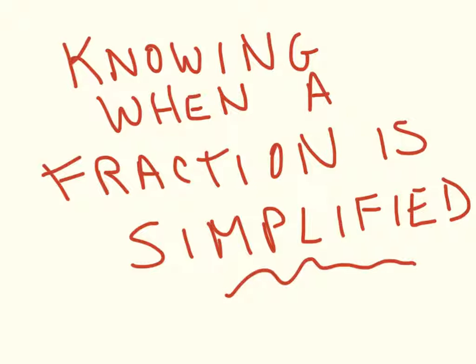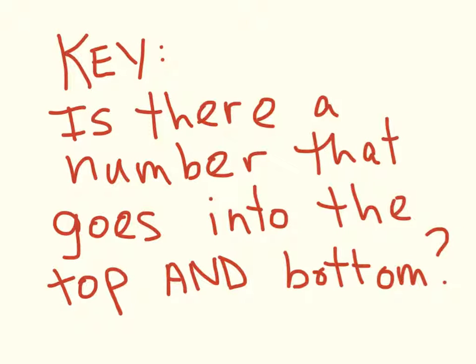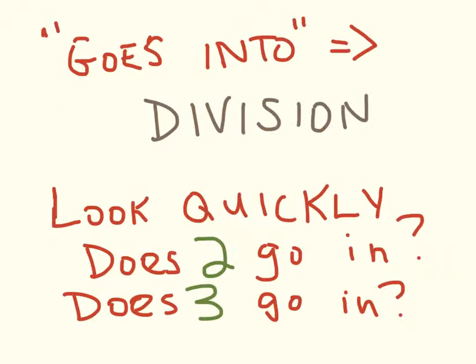So, a big part of that is knowing as you look at the fraction, the numerator in the top and the denominator in the bottom, is there a number that goes into both the top and the bottom that is a number other than 1, because 1 goes into everything and that's not really going to help. So what I want to talk about right now is recognizing pretty quickly whether you can divide something in the bottom. So when I say goes into, we really mean division.